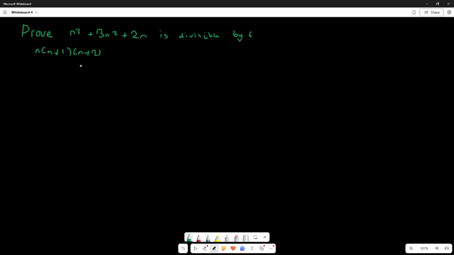The expression therefore has 2 and 3 as prime factors, and so the expression is divisible by 6. So you can just put that and say that this is divisible by 6.